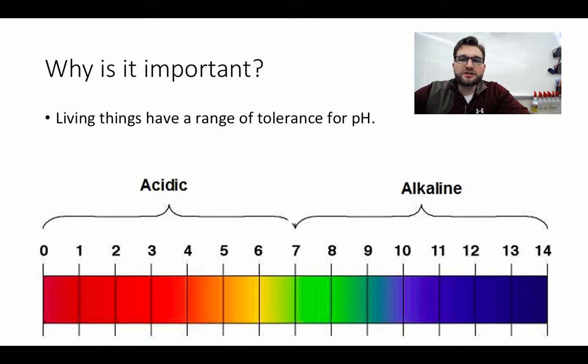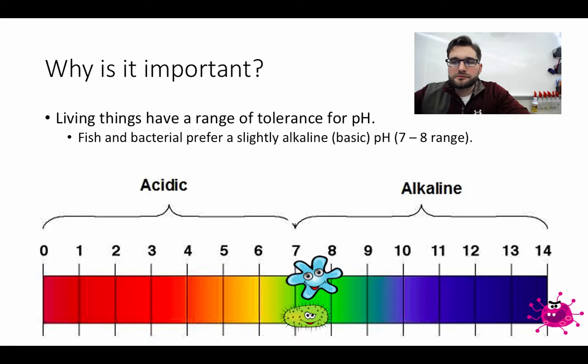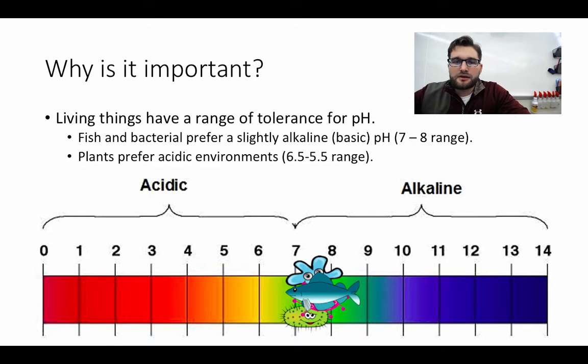So the importance of pH: we've got many organisms that have a narrow tolerance of pH. Our fish and our bacteria in our system are going to prefer a slightly alkaline system, from a pH of 7 to a pH of 8. Our plants, on the other hand, are going to prefer a slightly acidic range from 5.5 to 6.5.